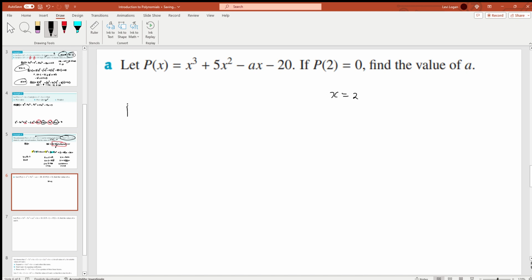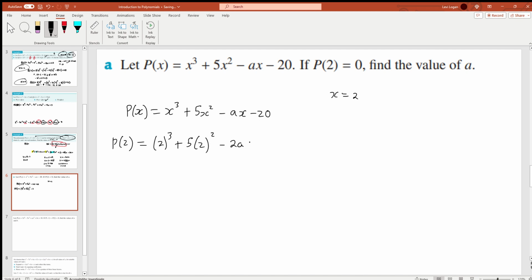So p of x is x cubed plus 5x squared minus ax minus 20. If I substitute in x equals 2 everywhere, this should be all equal to 0.